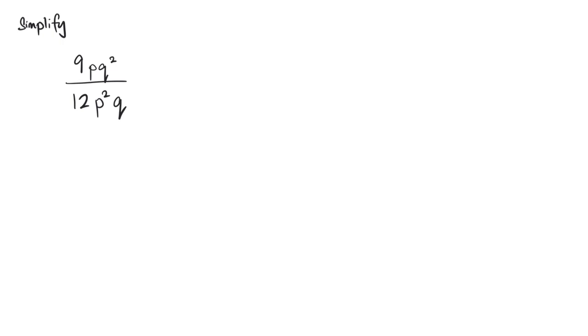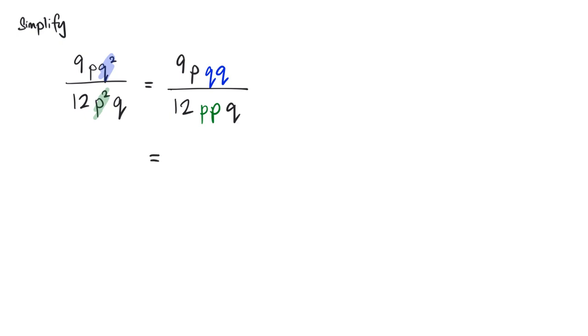Hello everyone, welcome to this video where we are required to simplify the following. So Mr. Tan here will rewrite this as 9p. I see a p squared, q squared. I'll rewrite it as q times q. 12. And I see a p squared. So I will rewrite it as p times p. Still have my q down there.